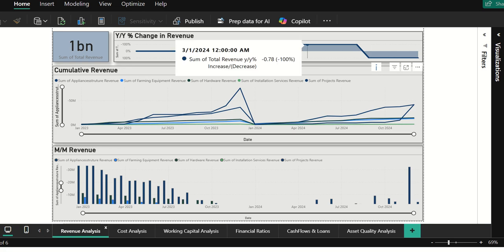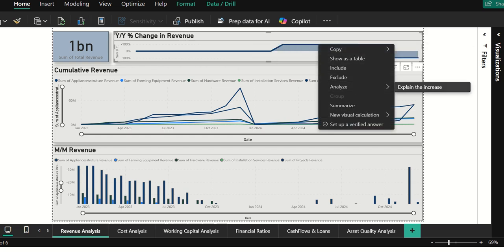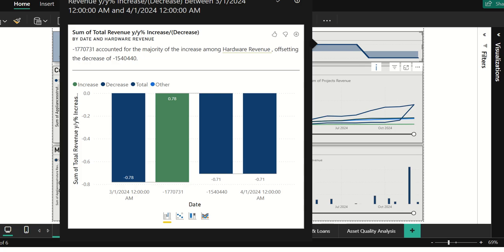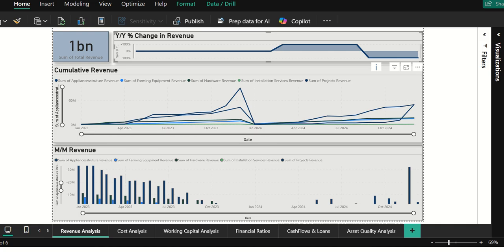And now, what factors led to this type of breakdown? For example, here we can analyze and explain. You can see that 17 million, 1,770,000 accounted for the majority of hardware revenue, offsetting the decrease in 144. So you can see that the decrease was offset by the increase in hardware. So that's information that you never knew.